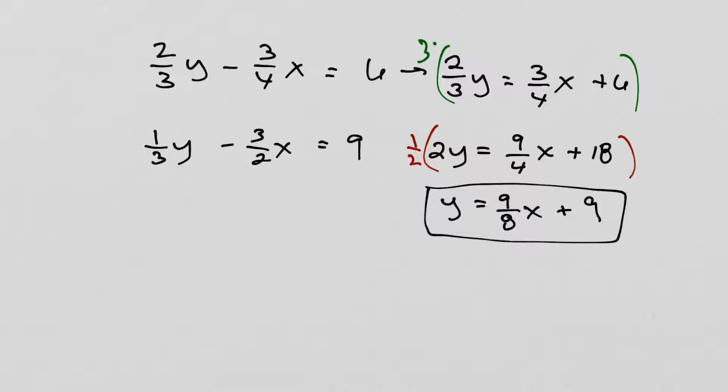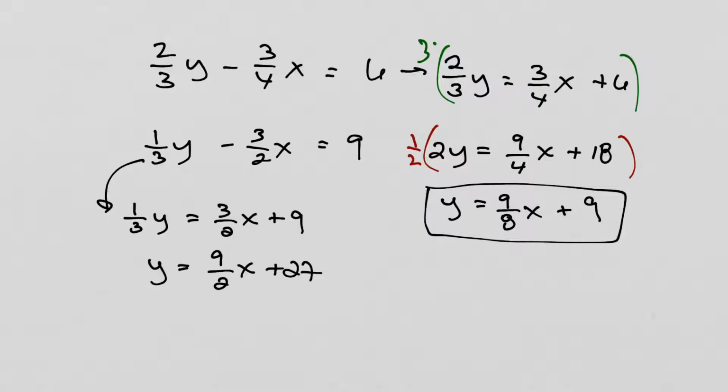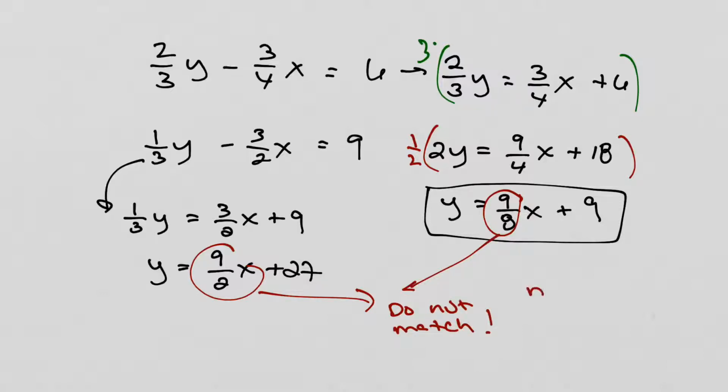Let's check equation number 2. Let's do the same thing. I'll solve it for y by taking the x term over, and then multiply both sides by 3 to get y equals 9 over 2 x plus 27. Right away, just by having them in this form, we can see that those two slopes do not match. Since they don't match, these two are not parallel.